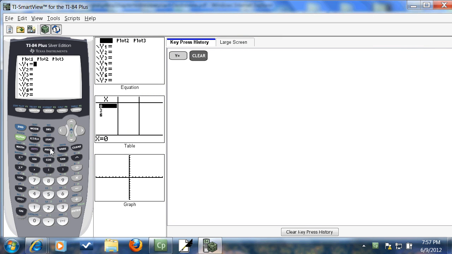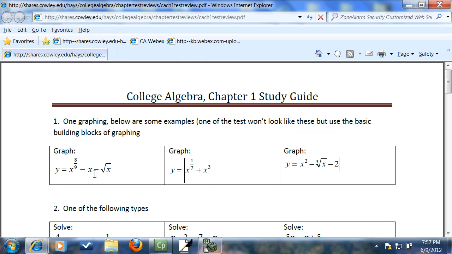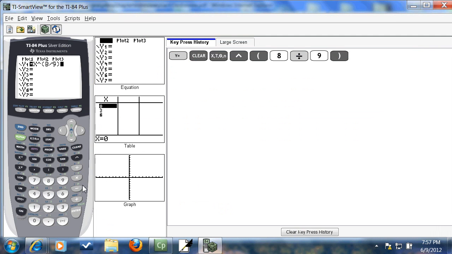So press our x key. How we always do an exponent is a caret. I'll put a beginning parentheses and then 8 divided by 9. Close parentheses. Whenever you have more than a single number or a single x up in your exponent, you have to put parentheses around it. Minus. And then the absolute value.